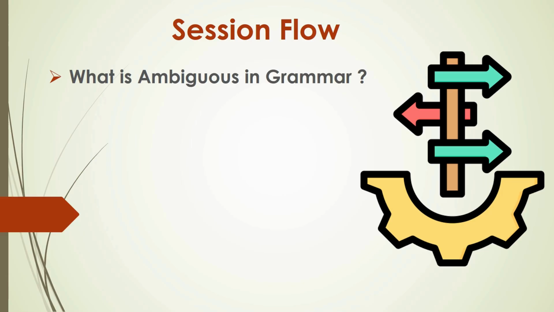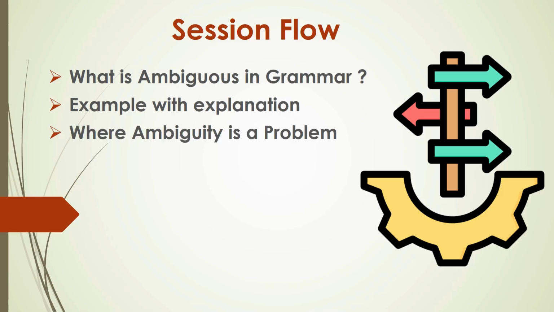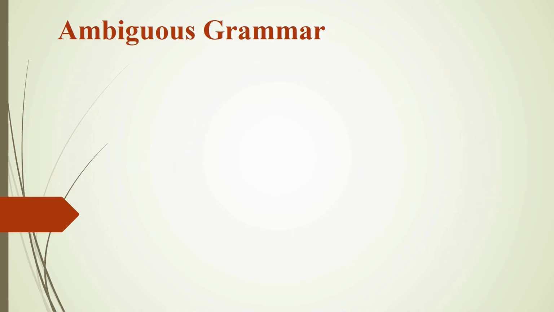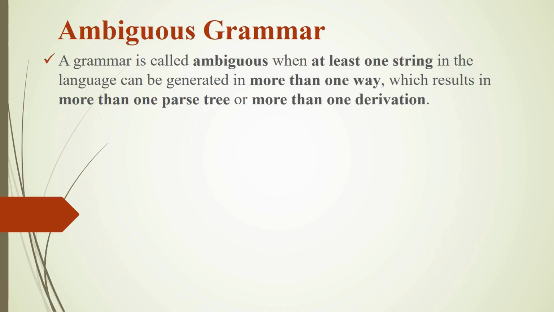Today's session is all about what is meant by ambiguous grammar, with an example and its explanation. Then we will discuss where ambiguity is a problem, and lastly we discuss why ambiguity occurs. Okay, so let's start the session with ambiguous grammar and ambiguity in grammar. Now, what is meant by ambiguous grammar?